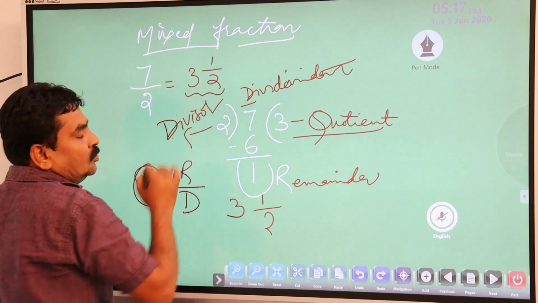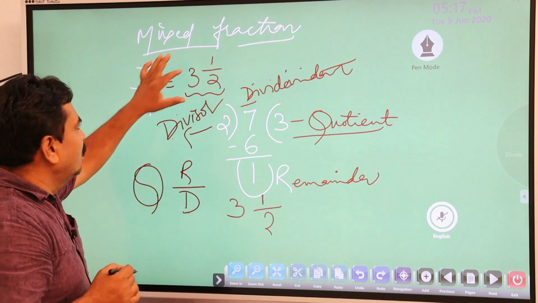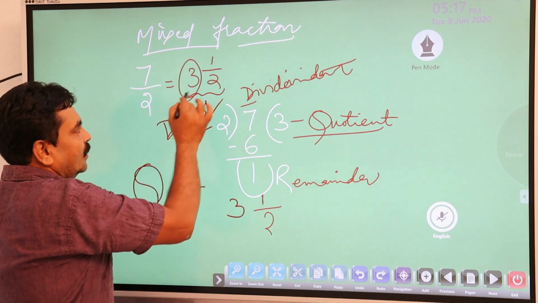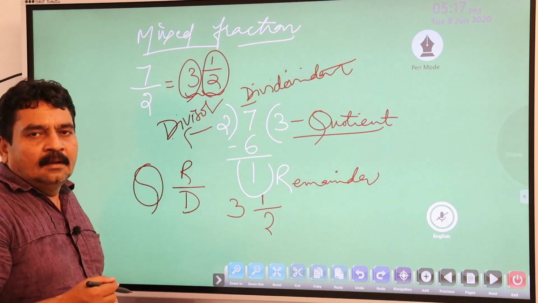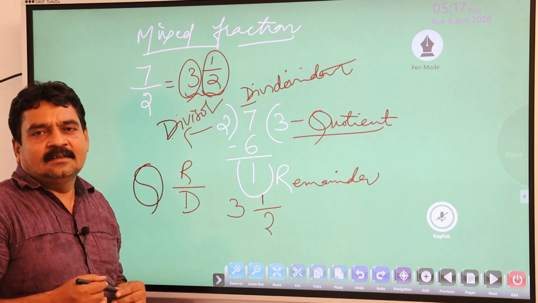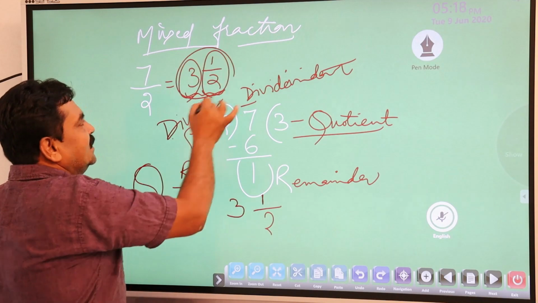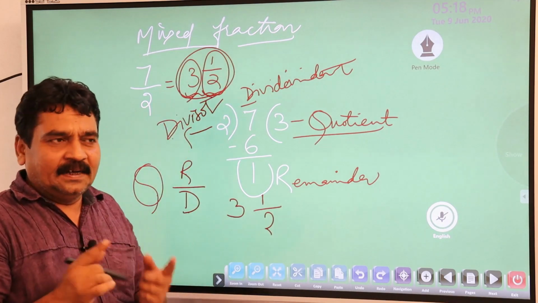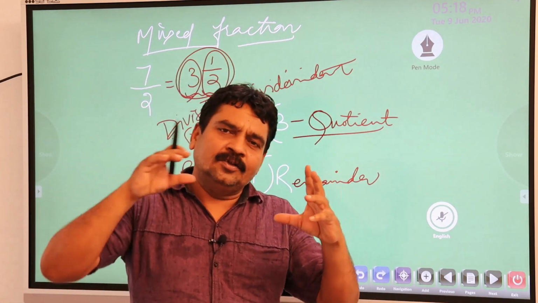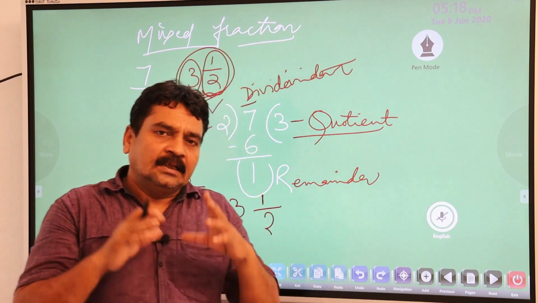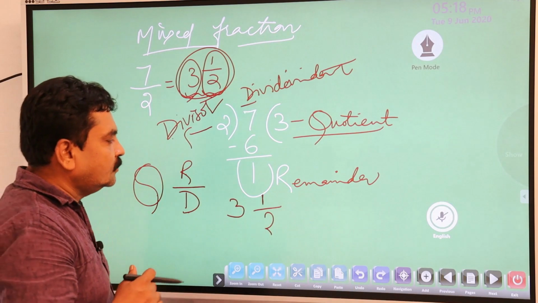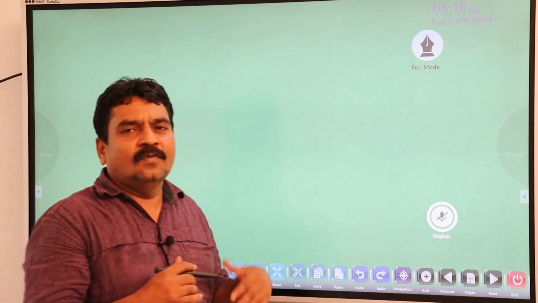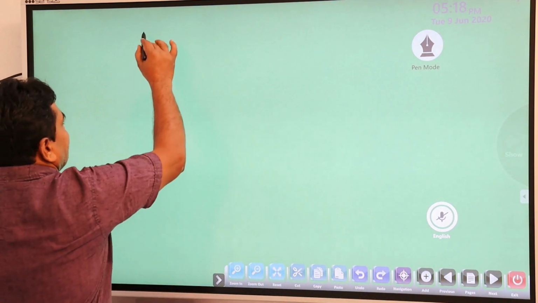So you got two things here. One is your whole number, 3 is your whole number, and 1 by 2 is your fraction. You have a whole number and a fraction. Such a thing you call a mixed fraction. You have a whole and also you have a part value. Such a thing you call a mixed fraction.